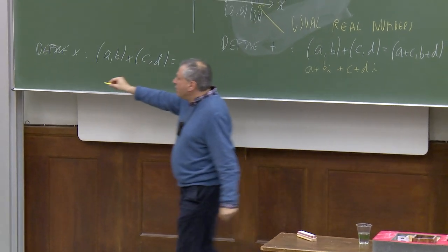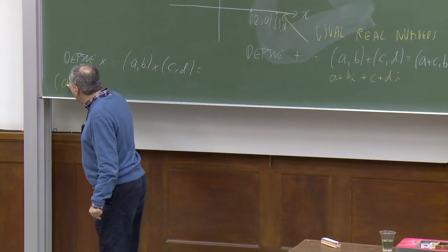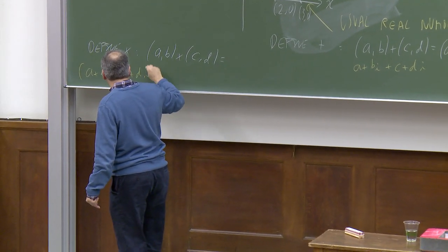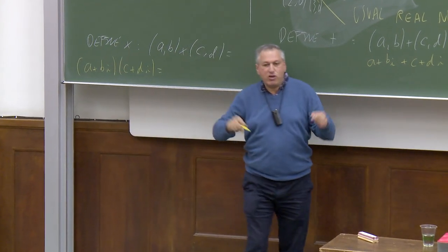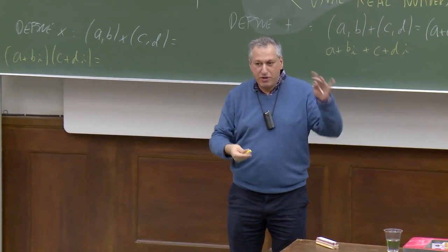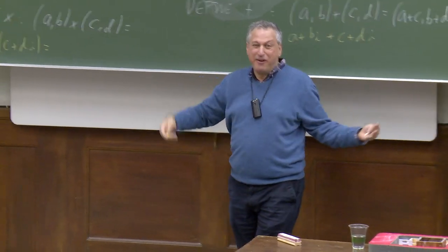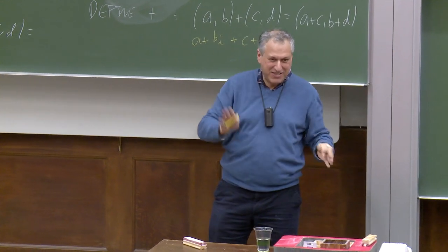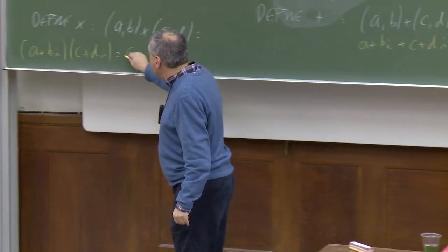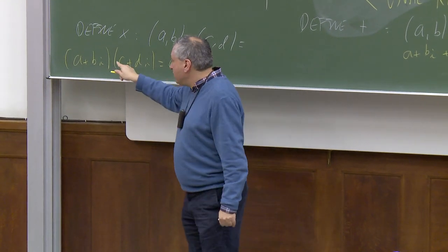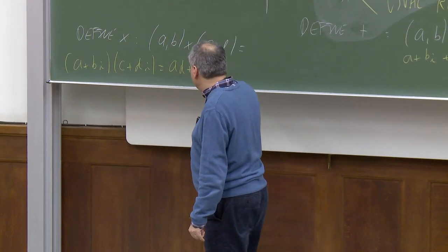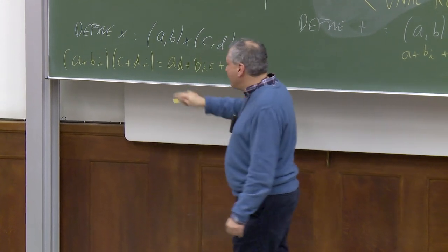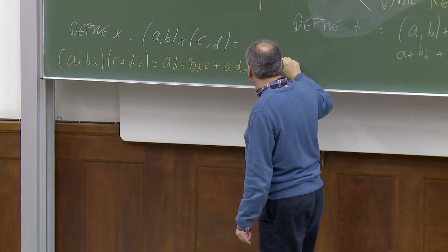Let's have a look. I'm taking a plus b lots of i times c plus d lots of i. I'll multiply it out with the usual rules of arithmetic, whatever acronym you have for it: the first times the first, first times second, second times first, second times second. So I have an ad, I have a bic, I have an adi, and I have a plus bdi squared.